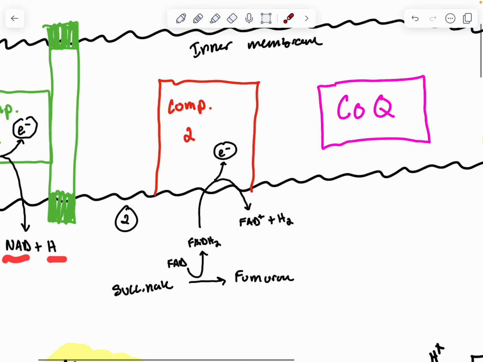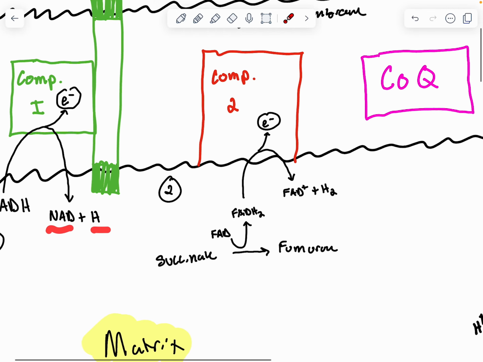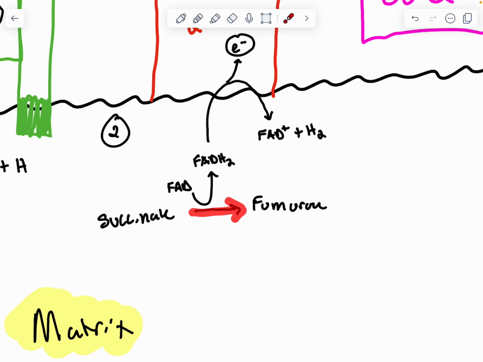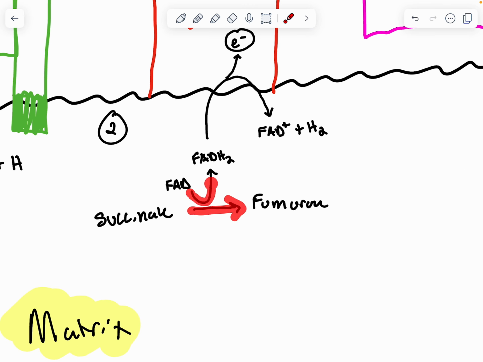Sweet. So we'll move over to complex 2, which requires a couple more steps. Basically, complex 2 kicks off when succinate is transformed into fumarate by FAD coming down here and removing hydrogens from succinate. As a result, succinate is going to be oxidized because it is losing these hydrogens in this process over to fumarate.